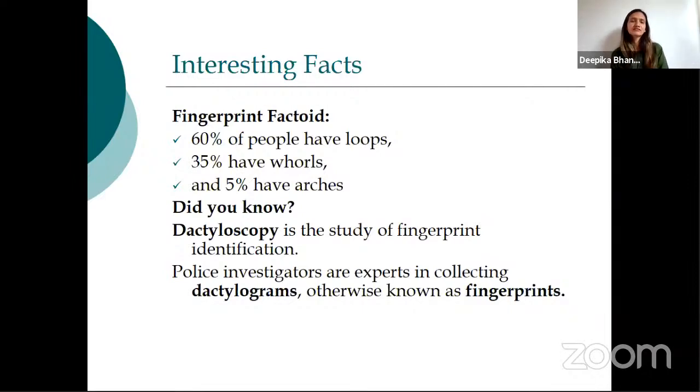But this is an interesting fact. Fingerprints: 60% of the people have loops, 35% have whorls, and only 5% have arches. So if a person has 10 whorls, all the fingers having whorls, they will live a life of a king. So you can all check, right?